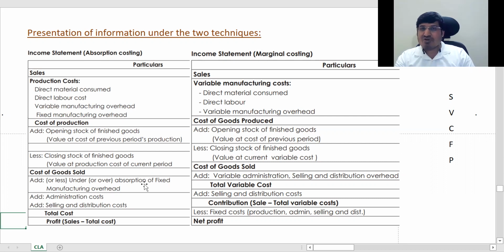Stock in absorption costing will have an element of fixed cost. Marginal costing stock will be valued at marginal cost. It will not have an element of fixed cost. That will be one. This kind of difference you will give. You have to give it in points if a difference comes. So you don't have to draw this as such.